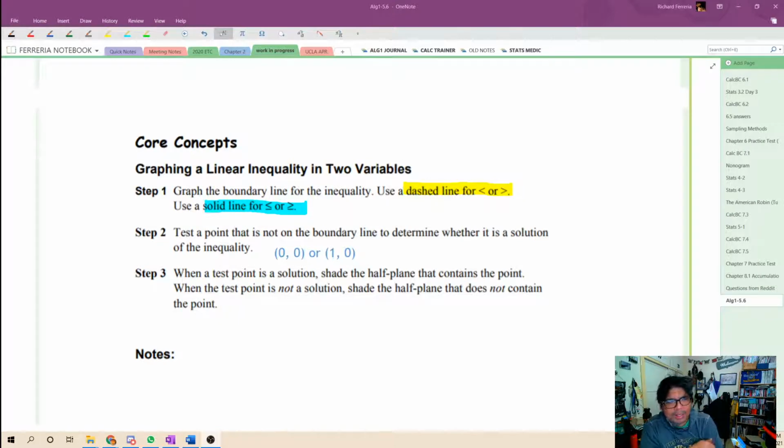And we'll definitely see examples of all three of these when we get going. Now step two, I also gave you a couple of suggestions here, (0, 0) or (1, 0). Those are the 2 points that I like to use as test points because they are easy to compute algebraically.